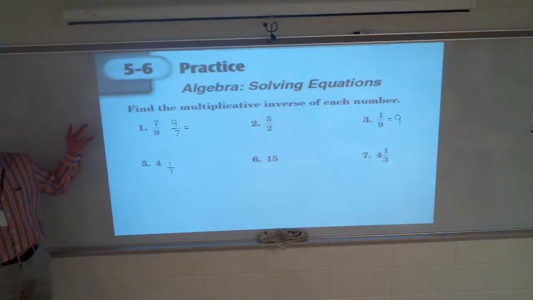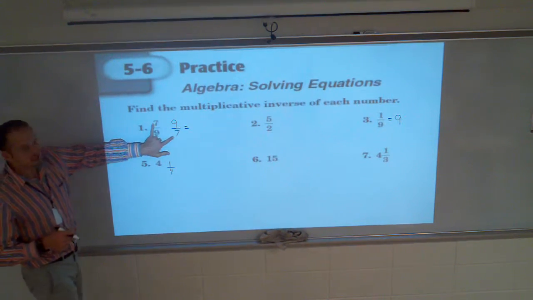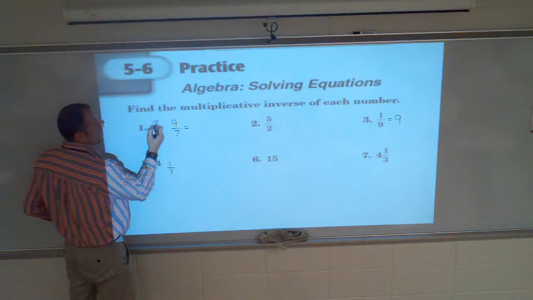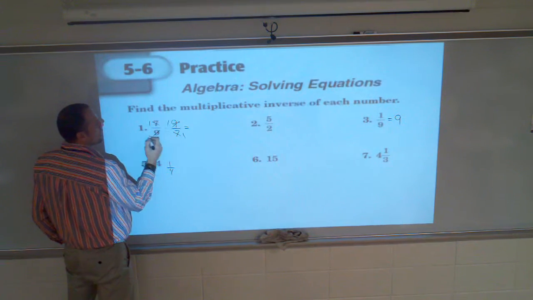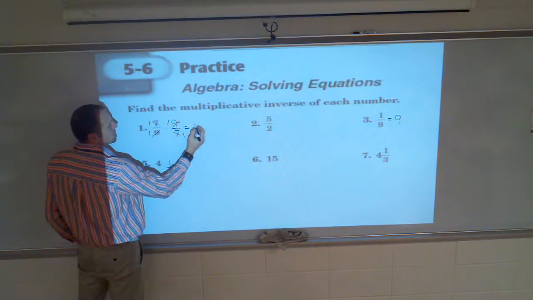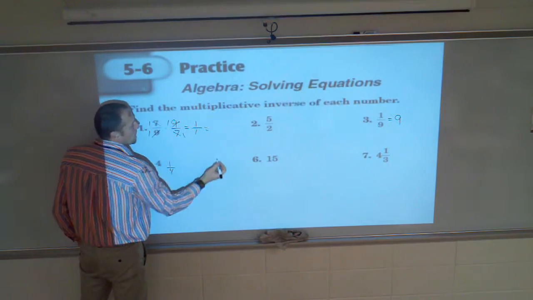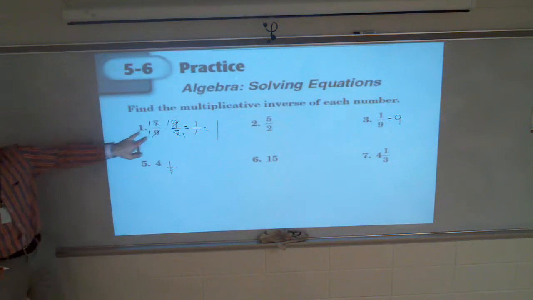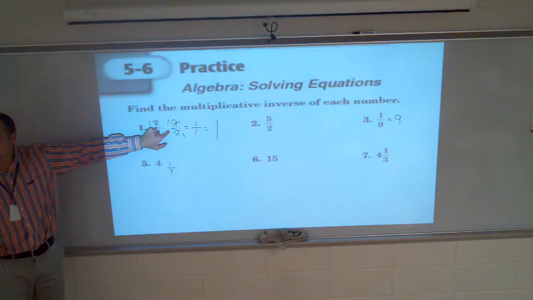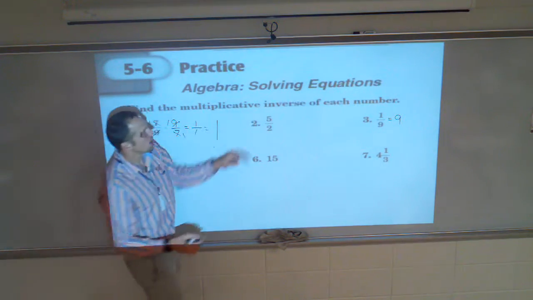To multiply, just go across, reduce before it's a lot. So Zara, 7 and 7 reduces to? 1. And 9 and 9 reduces to? 1. So we multiply across. 1 times 1 is 1. 1 times 1 is 1. And 1 divided by 1 is 1. So, when you multiply a number and its inverse, the answer is going to be 1.